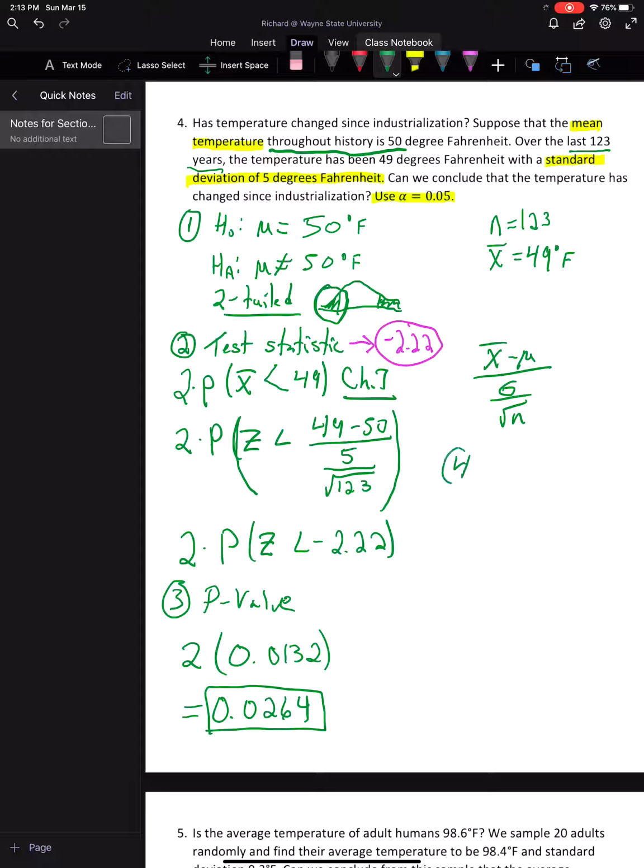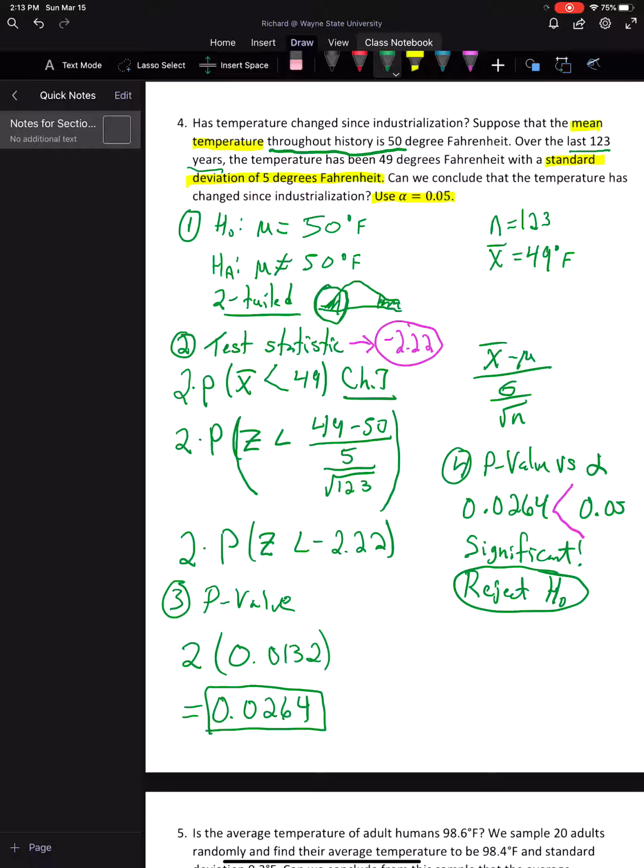Okay, now step 4 is we have to run the comparison between the p-value and the level of alpha. So we have 0.0264 compared to alpha, which is 0.05, and the question is which one is more. Well, 0.0264 is clearly less than the level of alpha, and so we say that this is significant. Because the p-value is less than alpha, the decision is to reject the null hypothesis.